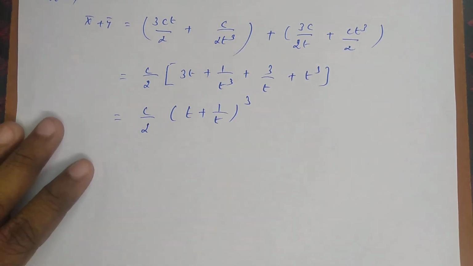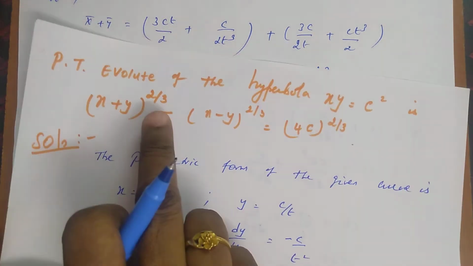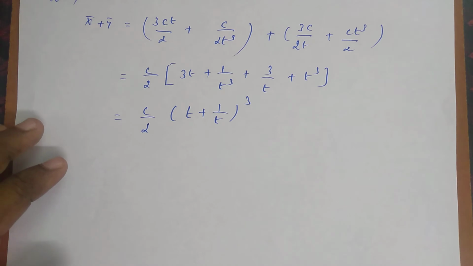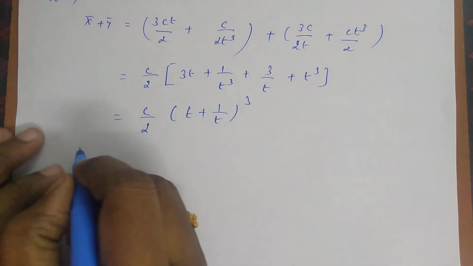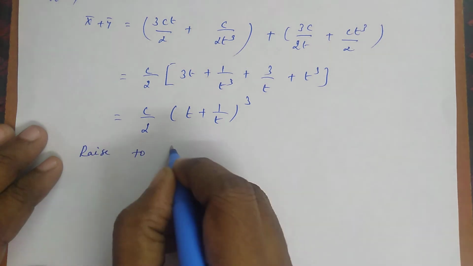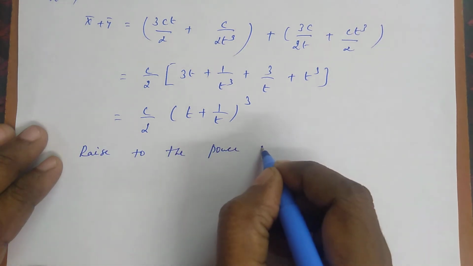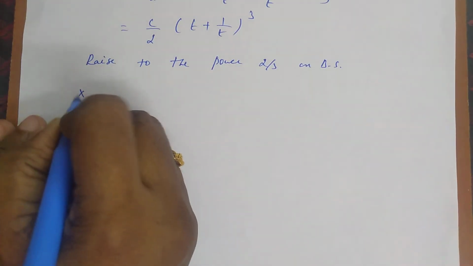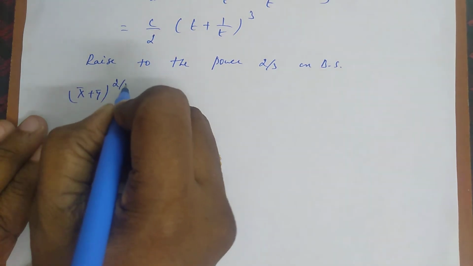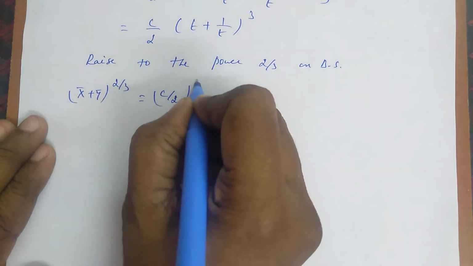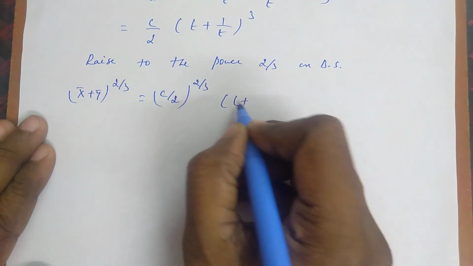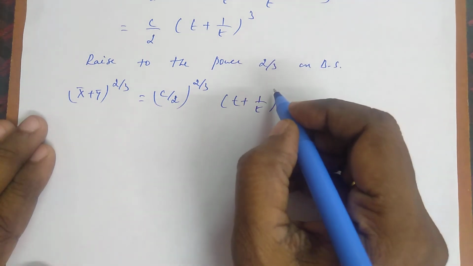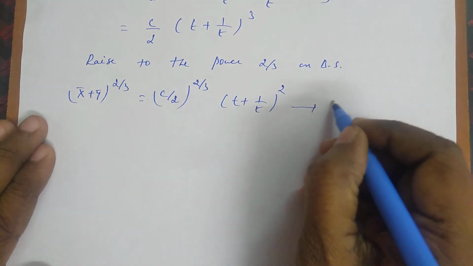Now look at the question. In the question, we have to prove x bar plus y bar power 2 by 3. That means we have to find x bar plus y bar power 2 by 3. So raise to the power 2 by 3 on both sides, according to the question. So x bar plus y bar whole power 2 by 3 equals c by 2 power 2 by 3 into t plus 1 by t whole power 2 by 3. Already one 3 is there, so 6 by 3 will become 2. We can call this equation 1.